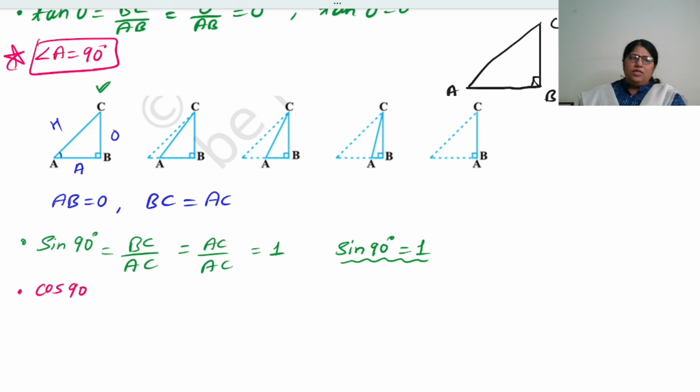Similarly, let us take the second one here. If I take cos 90, it is adjacent by hypotenuse, which is AB by AC. Now AB has become 0. So this is 0 divided by anything, which is 0. So your cos 90 is 0.